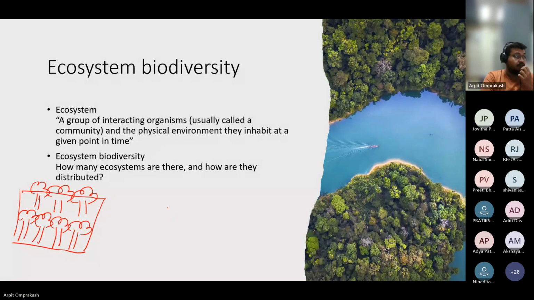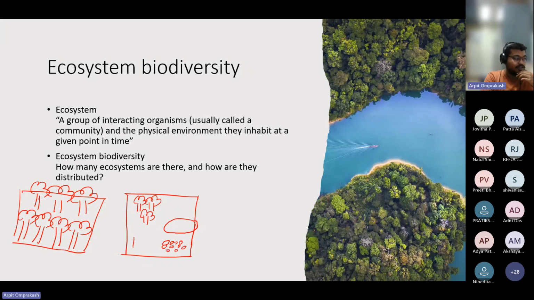Let's say you have another piece of land which has a forest in one corner, but it also has a pond somewhere here, and it has some rocky area here, and a bit of grassland here. So between these two patches of land, the first one is less biodiverse than the second one because the second has a lot more ecosystems, such as the forest, the grassland, the rocky outgrowth, and the pond. So that is how we define how many ecosystems there are.